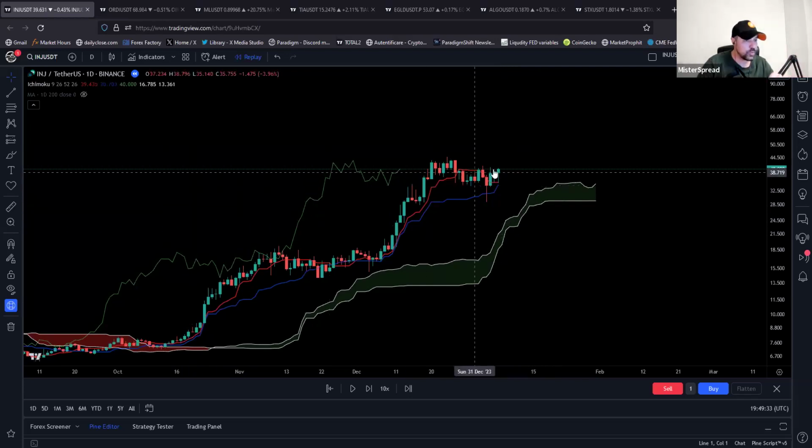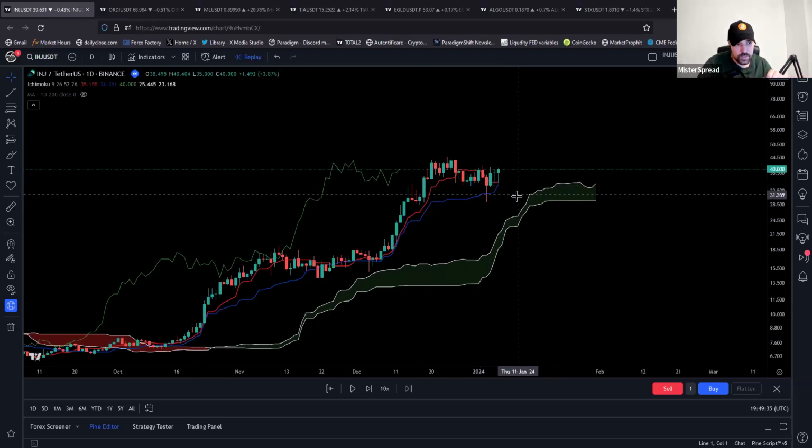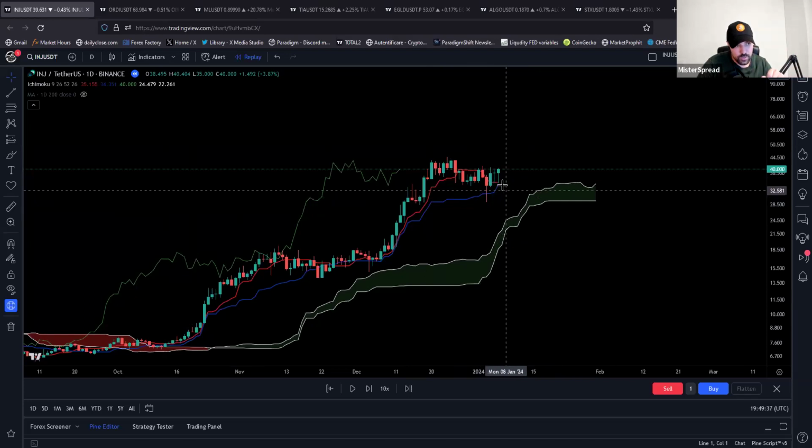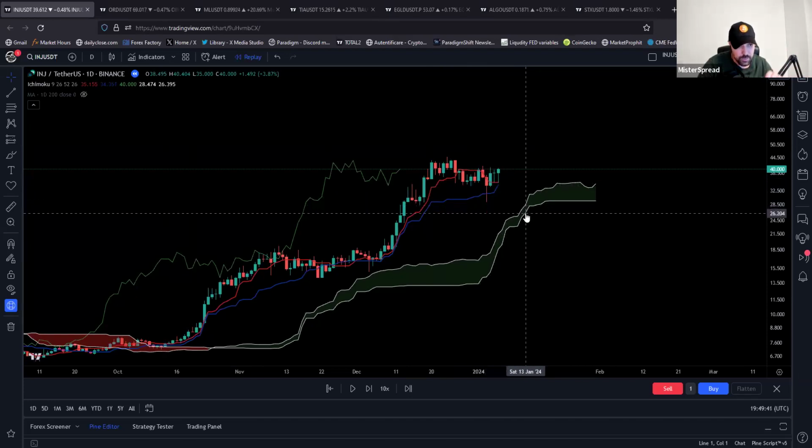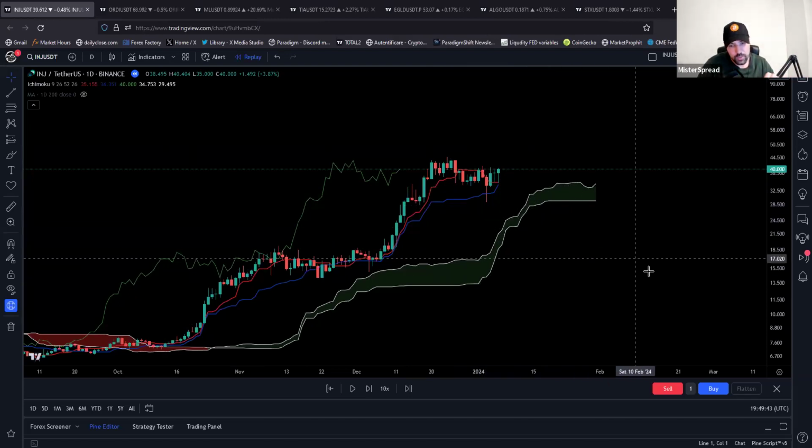So that's why if the price is going to go under the conversion line, under the baseline, under the Span A and under the Span B, after that most likely it is going to go under the Kumo, and we're going to have a reversal.